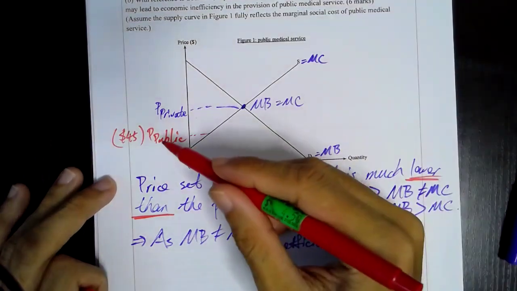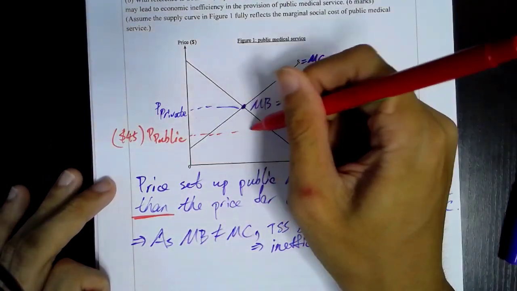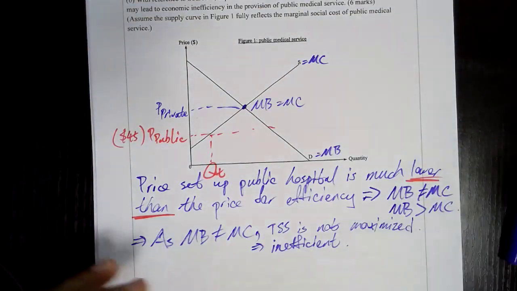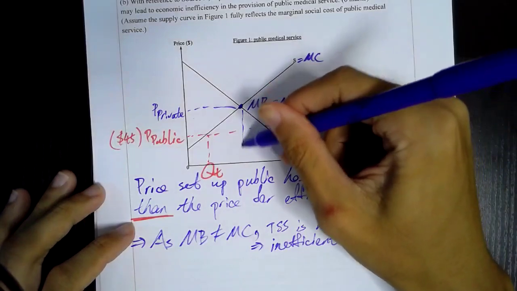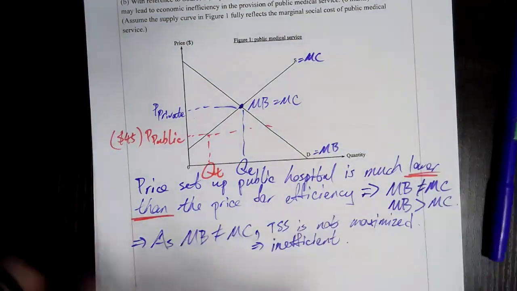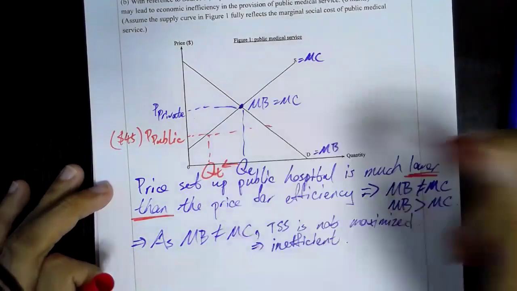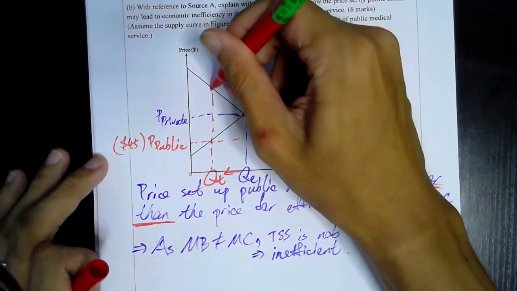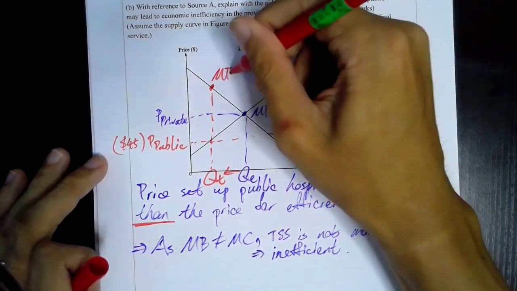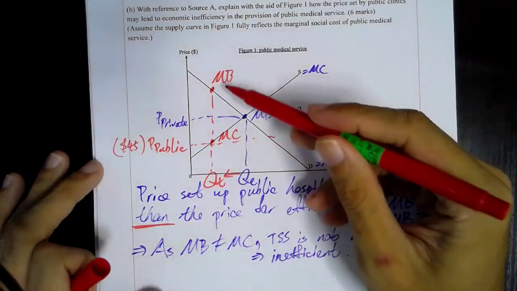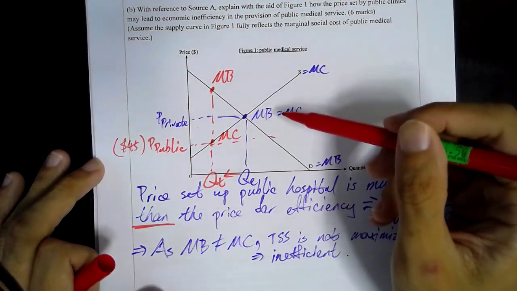Okay, most likely will be here, meaning our QT, the actual quantity, is actually much lower than that of the efficient quantity. At this point, do you see MB is here while MC is here? You see MB, MC, MB equals to MC.